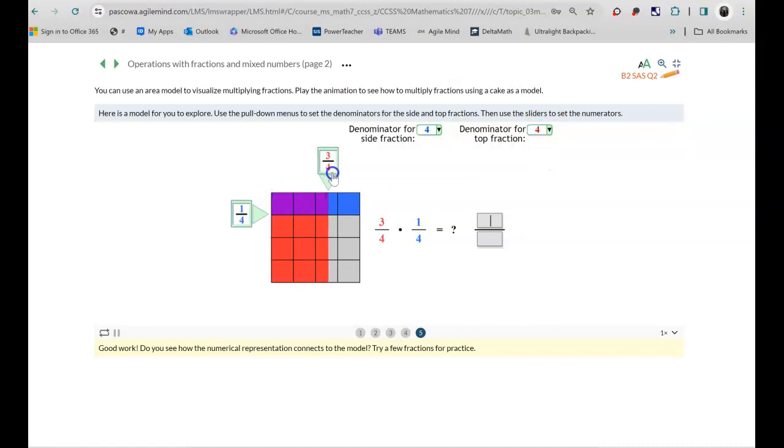1/4 times 3/4. Okay, so how many purples are there? Well, there are 3 out of how many total? There are 16 total. All right. See, there you go. So now all you have to do is reset everything and try again.